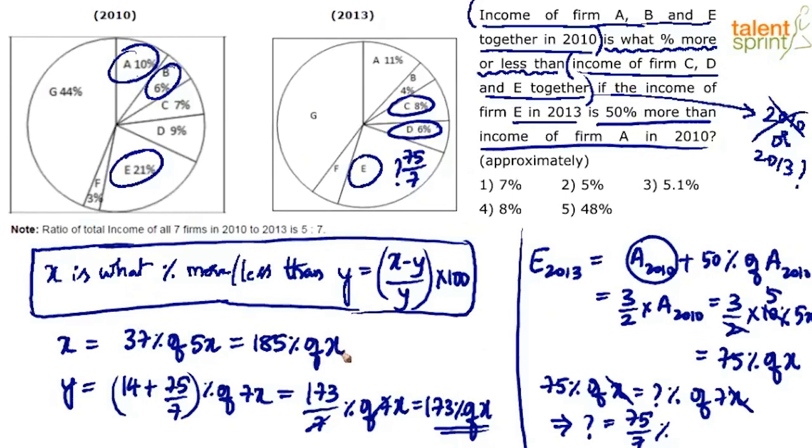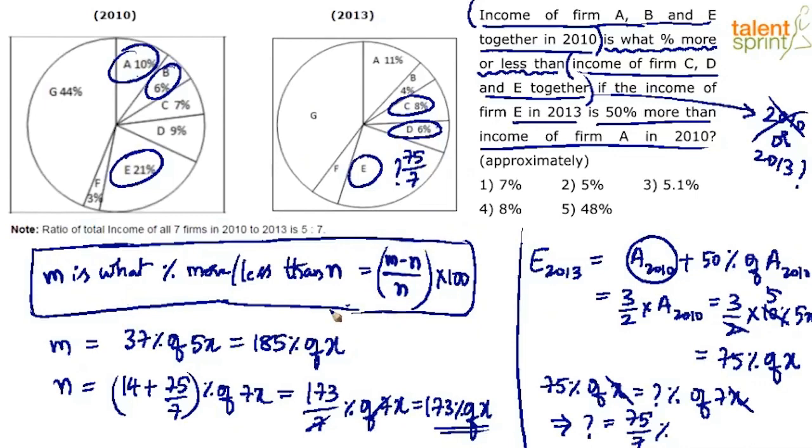Done. Okay, I think again the problem is that X is 185% of X doesn't mean that X and X get cancelled. It's like X dash and Y dash, sorry. Don't get confused, right? Let me take some other variables, maybe M and N. So M is what percent more or less than N? M minus N by N into 100. You getting it? Don't get confused with the same variable being used.